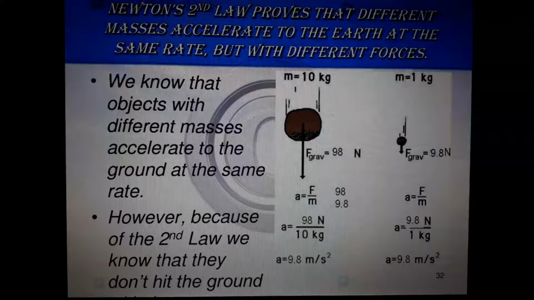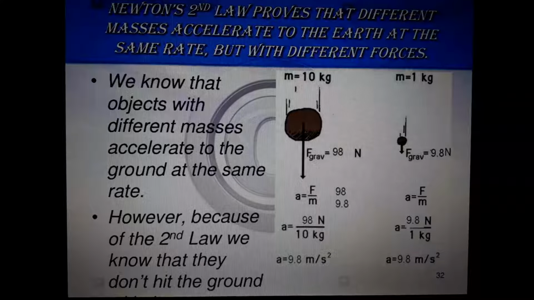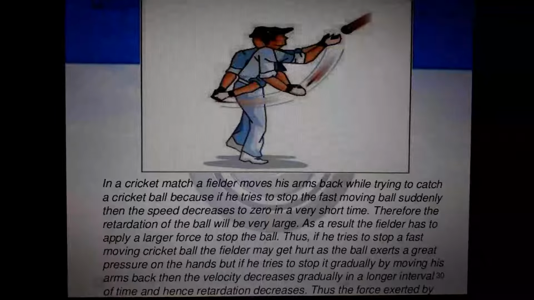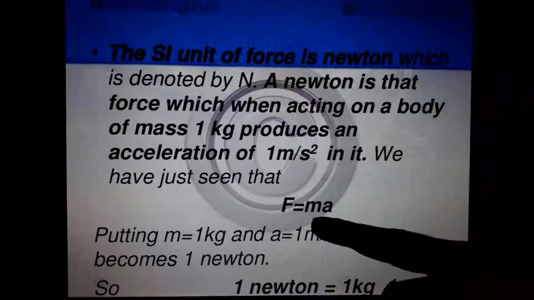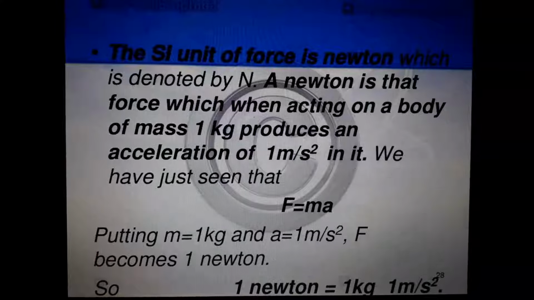However, because of the second law, we know that they don't hit the ground with the same force. Okay, different forces. Okay, that's the end of the first and second laws of motion. Understand? This one, you know how it is occurring, because we are substituting this equation. Where is that equation? This one, F is equal to ma, a is equal to v minus u by t. Okay, v minus u by t.